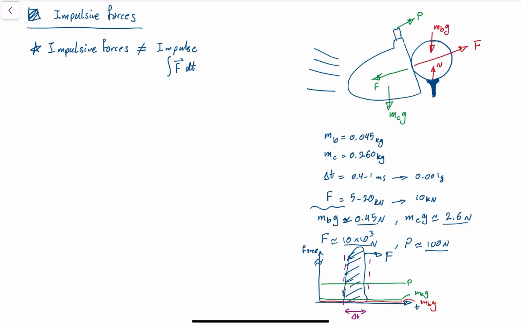So long story short, the force F is what we call an impulsive force. Impulsive forces are those that have a very large value, but only exist for a very short period of time. In that case, the impulse of that force hugely dominates all other impulses in the system.